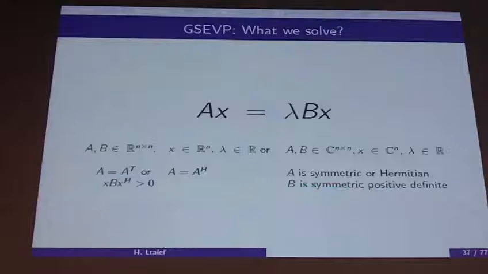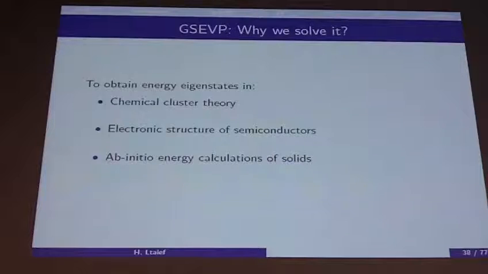All right. Okay, the next problem is this generalized symmetric eigenvalue problem. So this is the equation we want to try to solve. A is symmetric, this is the property of A. B is symmetric positive definite, and we want to find the eigenvalues as well as the corresponding eigenvector X. Solving this equation is really used to obtain energy eigenstate in chemical cluster theory, electronic structure of semiconductors, ab initio. So it's not just a toy. There are really applications behind it.